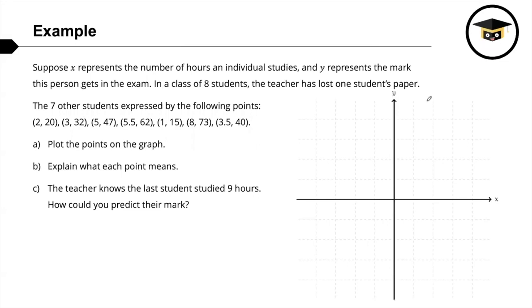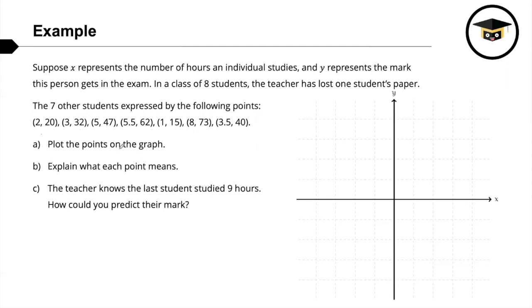And finally, the last example of this video. Suppose X represents the number of hours in individual studies and Y represents the mark this paper gets in the exam. In a class of 8 students, the teacher has lost 1 student's paper. The 7 other students are expressed by the following points. 2, 20, so that means they have an X coordinate of 2 and a Y coordinate of 20. So they've studied for 2 hours and got a mark of 20. Next person has studied for 3 hours and got a mark of 32. And so we've got all this.